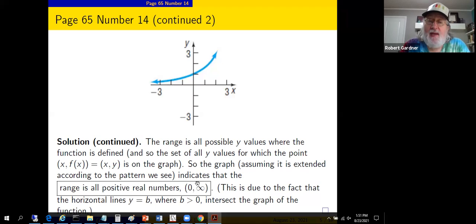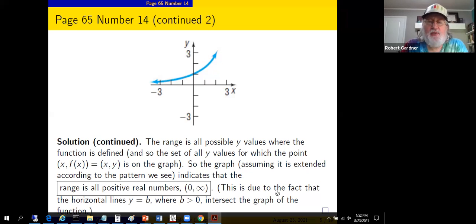So what's the domain? I'm sorry, what's the range? All positive real numbers. We don't get 0 out. We don't get anything negative out, assuming it follows this pattern. And we get everything greater than 0 out. That is, the range is all y such that y is greater than 0, or in interval notation, the interval 0 to infinity.